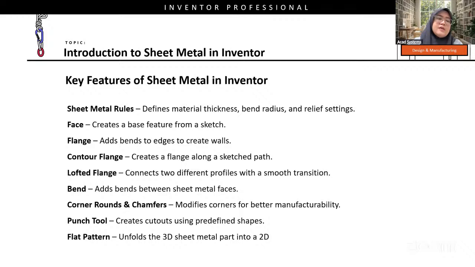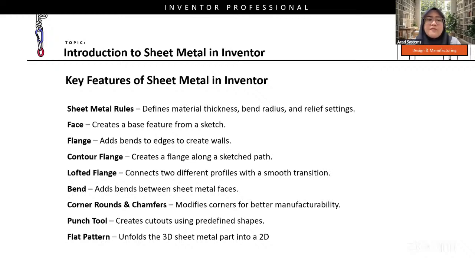So these are some of the key features of sheet metal in Inventor. The first one, we have sheet metal rules. This is the first thing we have to do when we enter the sheet metal interface in Inventor. What sheet metal rules do is define the material thickness and so on. After that, we will create our sketches. After we create the sketches, then we will apply the face. So what is face? Face is to create a base feature from a sketch. It is the same as extrude, okay? But we call it face in sheet metals.